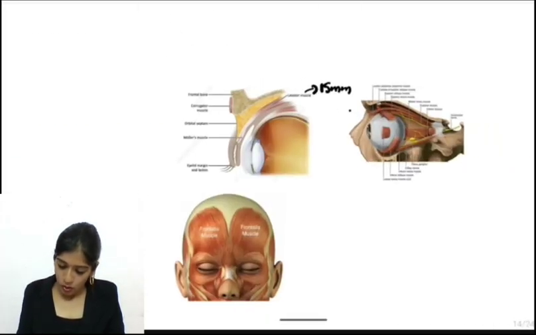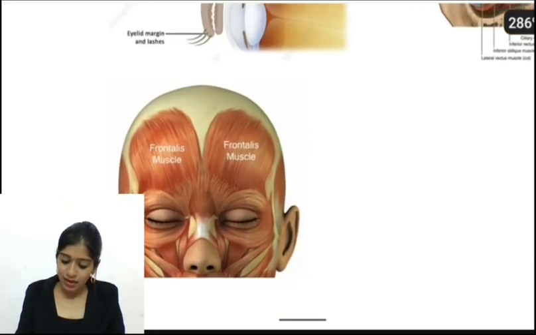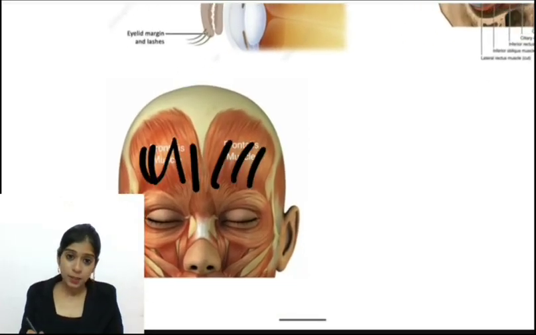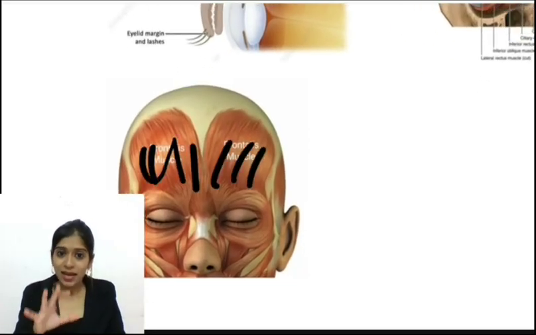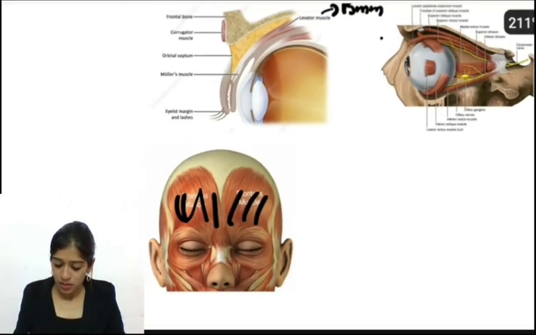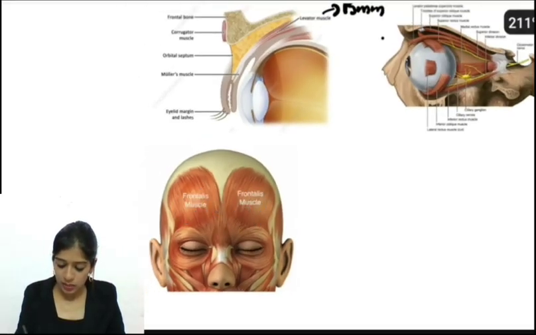Now, okay, look at this picture. You can see the frontalis muscle here, right? I'll tell you why I showed you the frontalis in some time. Just observe the muscle here, the frontalis muscle.